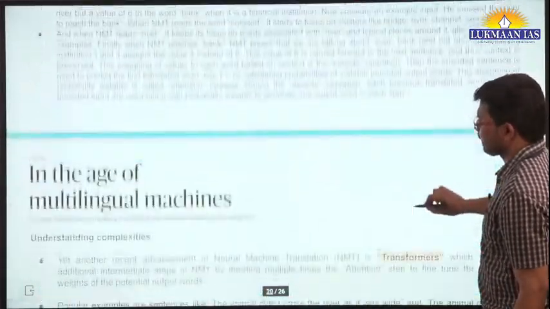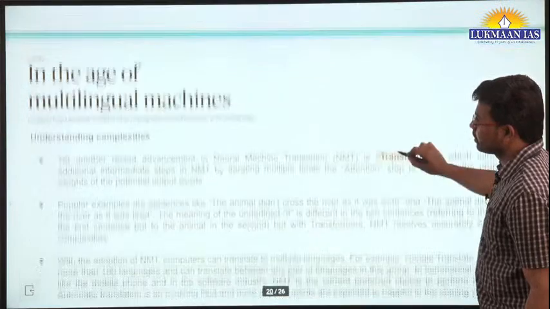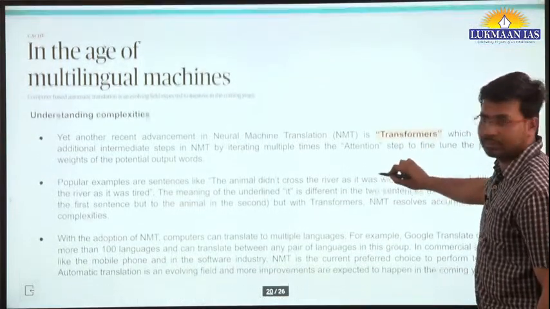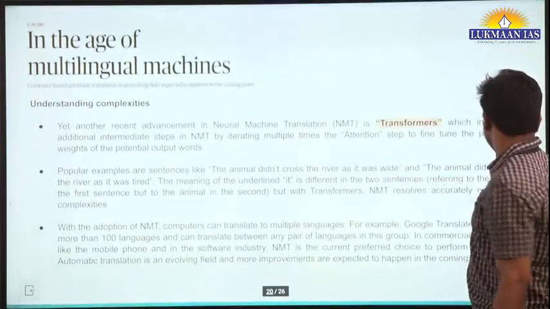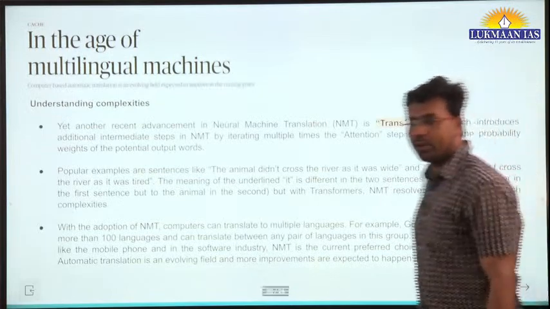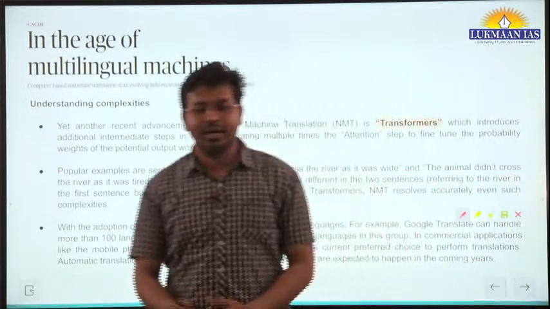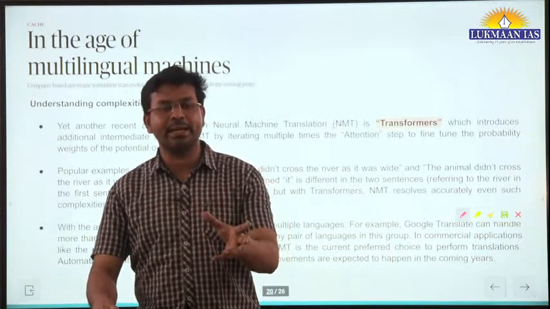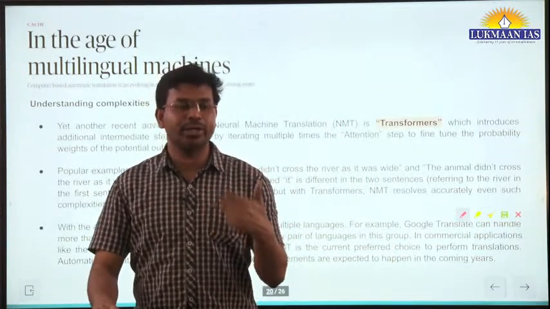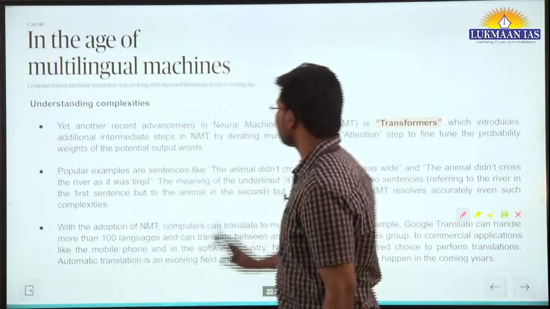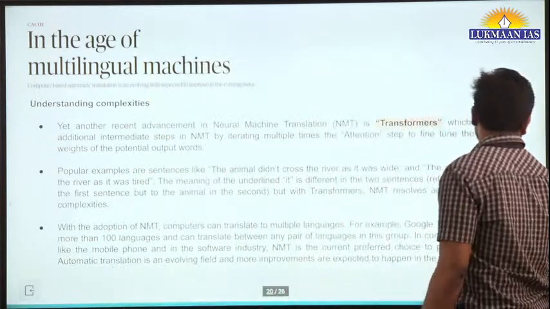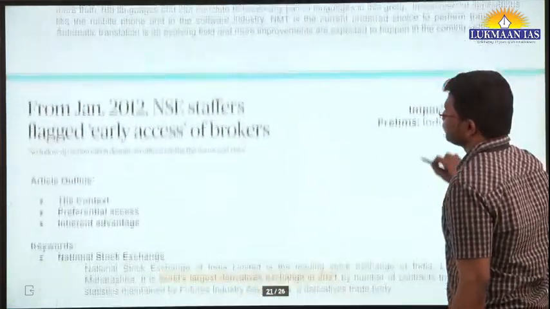Why was this in news? Okay, this was in the text and context section in The Hindu, right? So they have explained how the multilingual translation happens. Now this is again the same article.